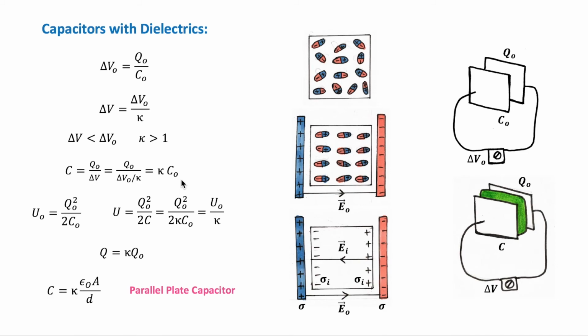And the energy stored in the capacitor before inserting the dielectric is Q naught squared over 2 C naught. And after inserting the dielectric, it is Q naught squared over 2C. And if we substitute for C, it gives U naught over K. And since K is greater than 1, the final energy stored in the capacitor is less than the original, and this decrease can be accounted for by the negative work done by an external agent to place the dielectric and keep it from accelerating. Okay.